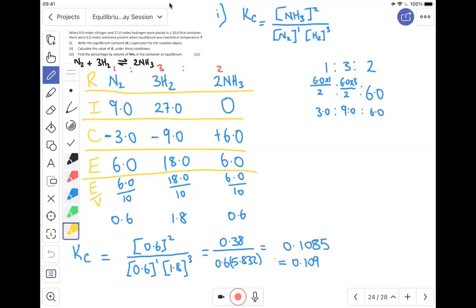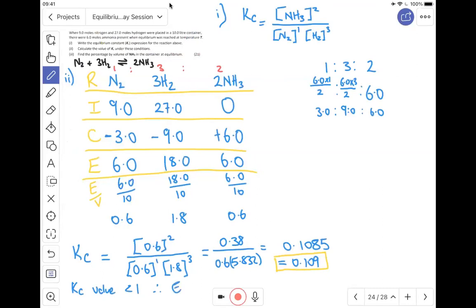So I'm going to box that off in yellow. That is the Kc value. That is the answer. Now, from our theory of what we learned earlier with our Kc value, we know that the Kc value is very, very small, so the equilibrium very much lies to the left. That would mean that the backward reaction is favored. So I'm just going to write that down here: Kc value is less than 1, therefore equilibrium lies to the left. So that means there is more reactants present than there is products.